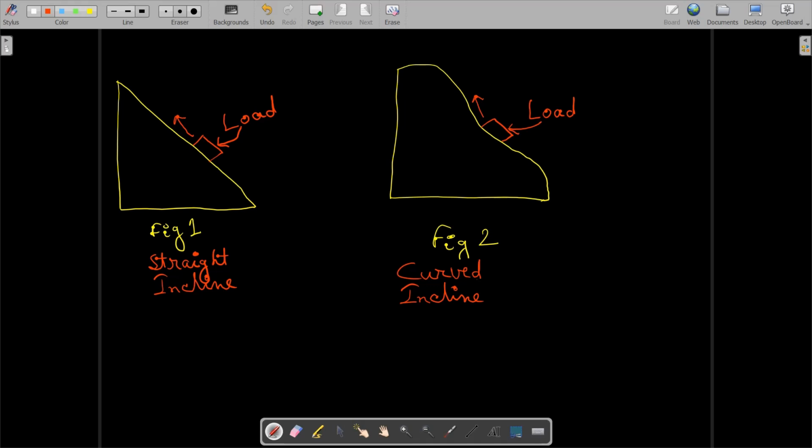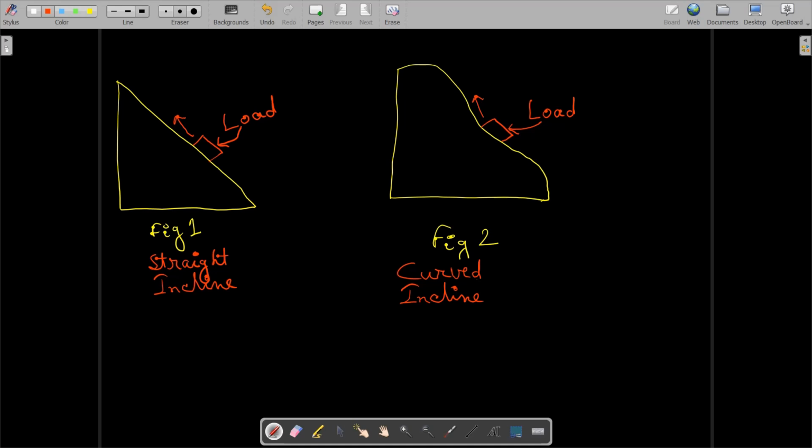For the straight incline, the load has to be pushed with an unchanging force, and the load goes up the incline at an unchanging speed. With simple formulas, you can calculate how many calories of energy are required to push the load up the incline. For the curved incline, the steepness of the incline is changing, and the load has to be pushed with constantly changing force. That's when we need calculus.